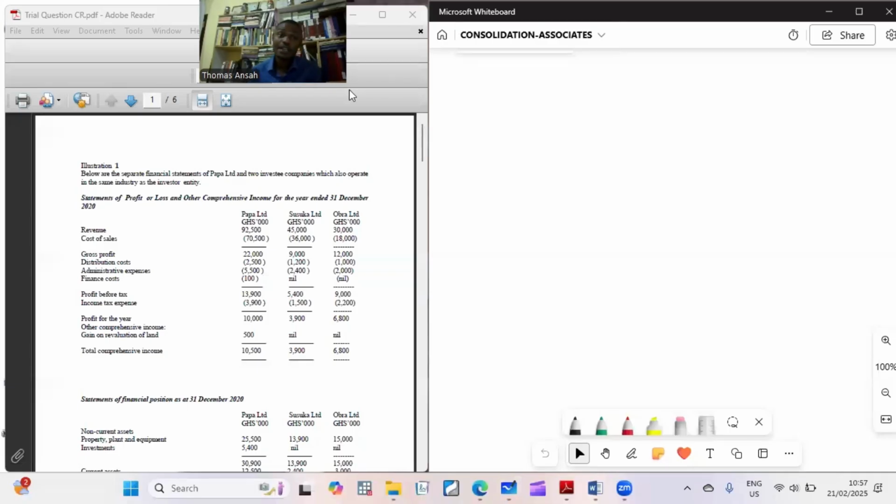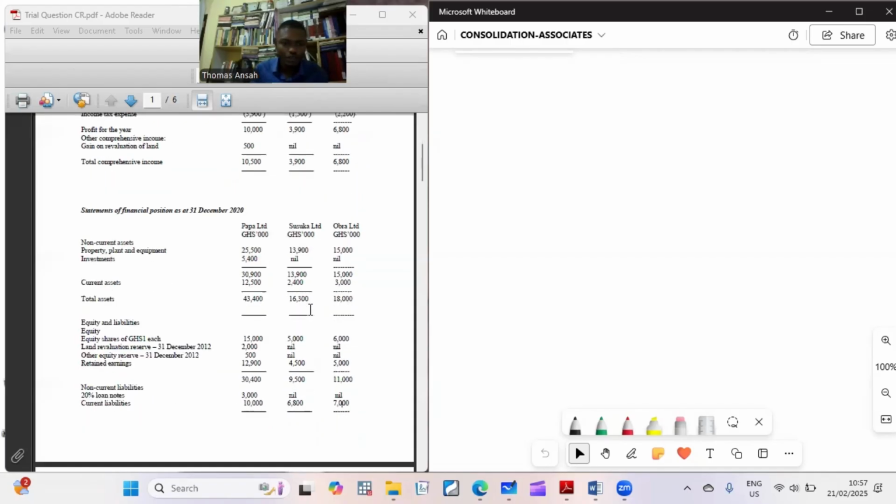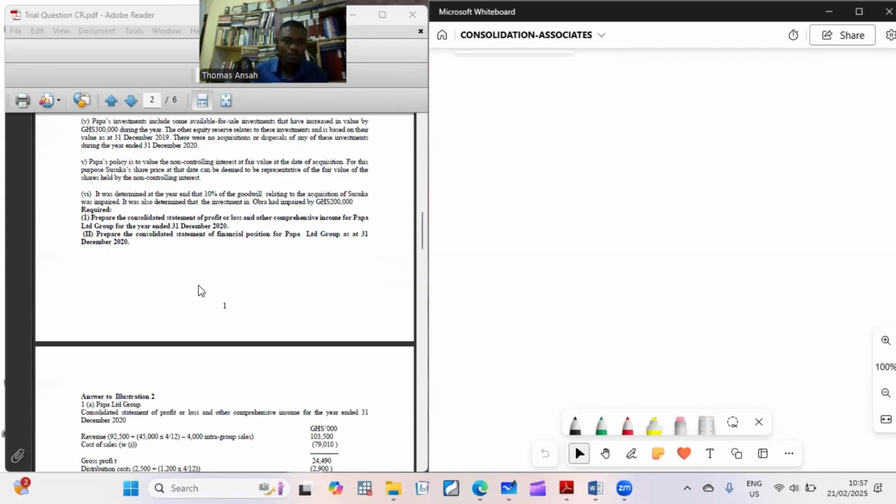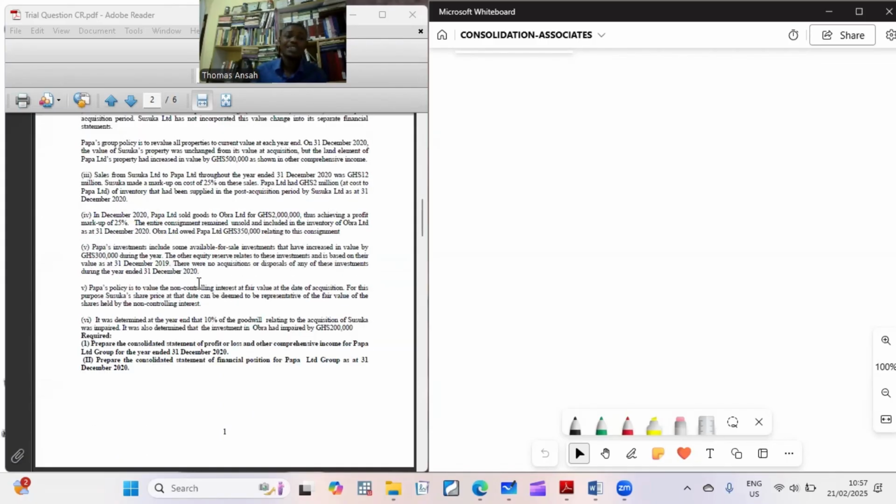So let's take a practical example of how we deal with consolidation and giving the question an associate. All right. How do we solve a question like this? Now, the first thing you do in solving any consolidation question is to go and read the requirement. Read the requirement because you have basically 30 minutes to finish this question. So you read the requirement. You are asked to prepare consolidated P&L and also do consolidated statement of financial position.